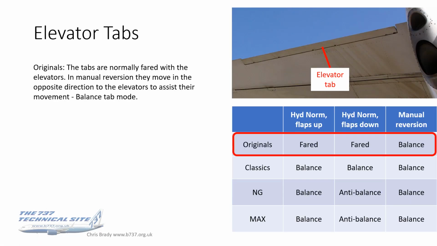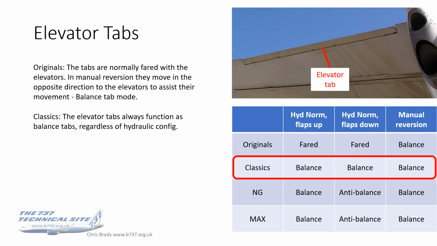Okay, onto the tabs. The tab, obviously, is that little bit right at the back there. Now, on the originals, that's the 100 and 200 series, they're normally faired with the elevators, so that they just stay fixed in the elevator position. But they become alive during manual reversion to move in the opposite direction of the elevators to assist their movement. So they become balance tabs during manual reversion, as in fact they do on every generation of 737.